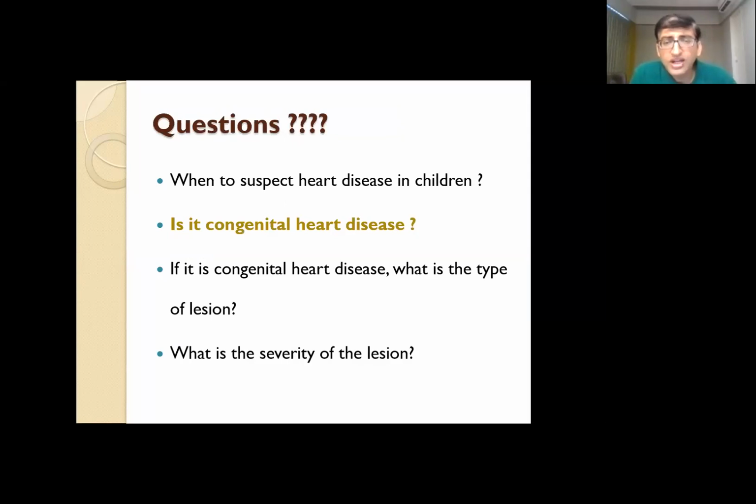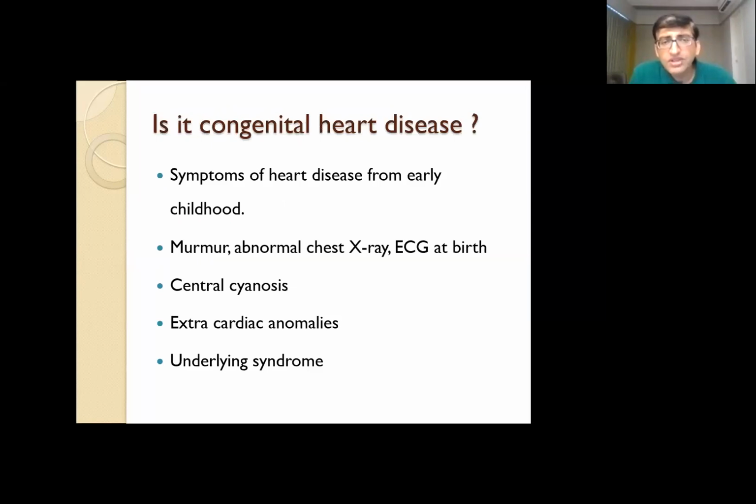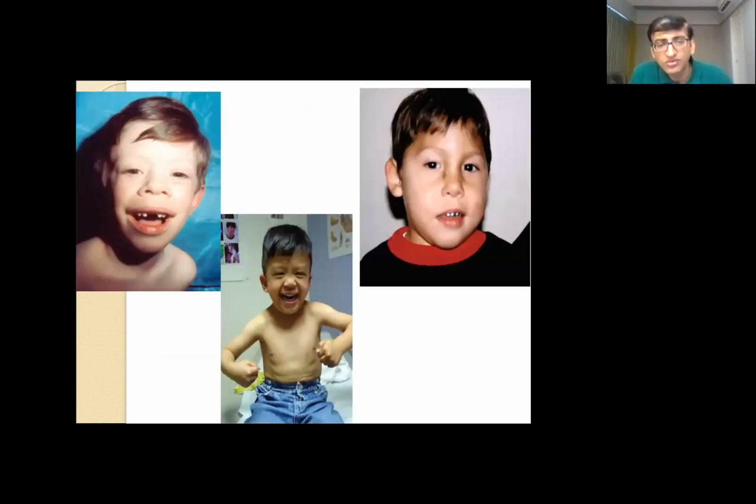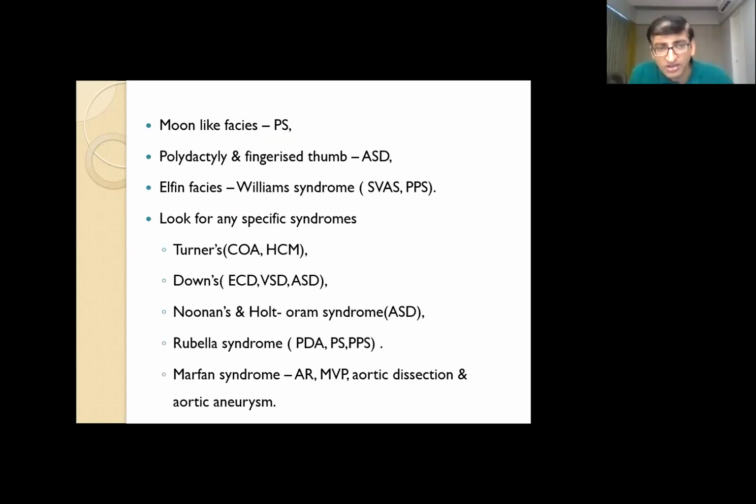So whether it's a congenital one or an acquired one: if the symptoms are present from early childhood, if there is a murmur, abnormal chest X-ray, ECG at birth, presence of central cyanosis, presence of other extracardiac abnormalities, presence of an underlying syndrome, one should consider the possibility of heart disease to be congenital in nature.